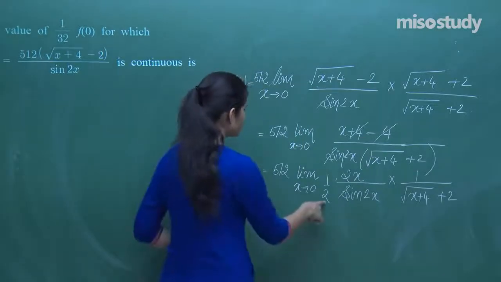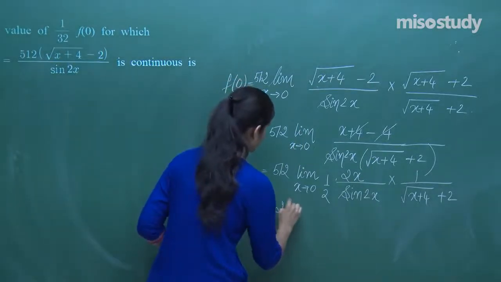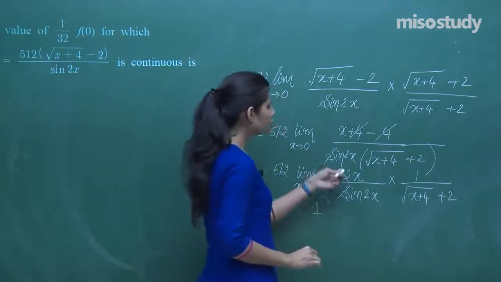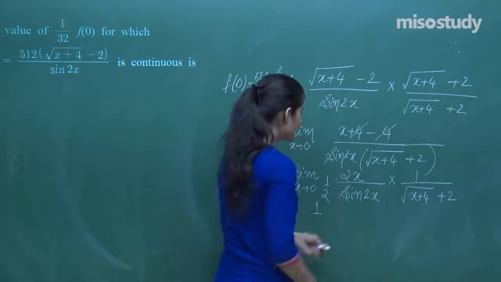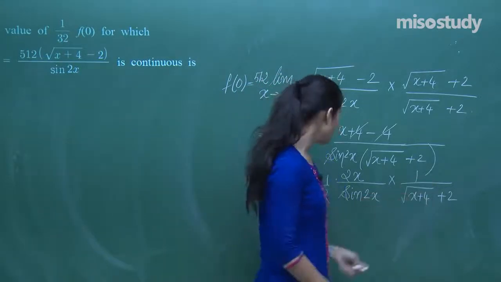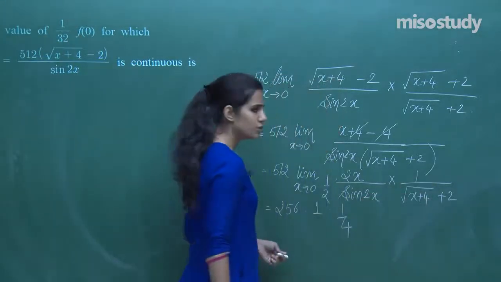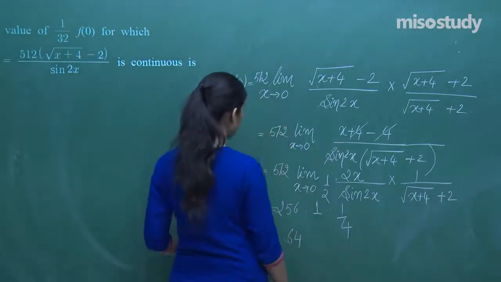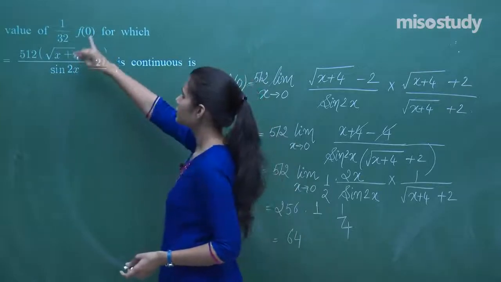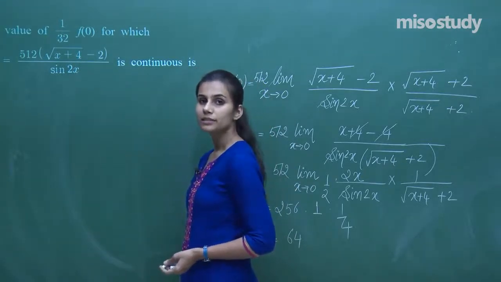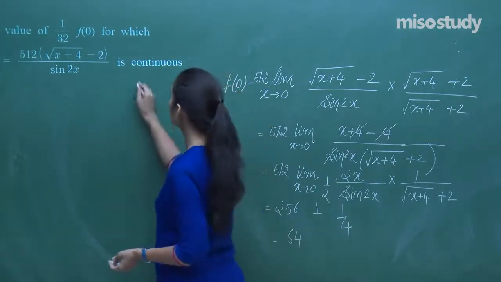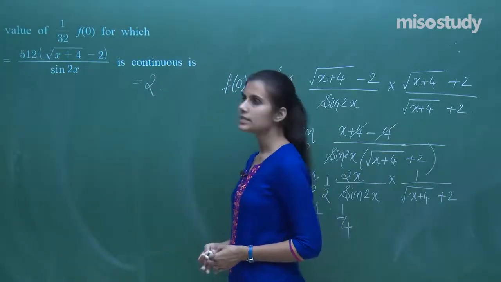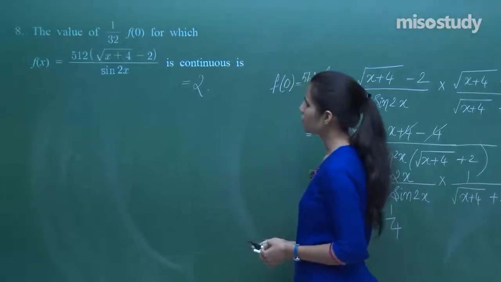So you basically get 256, I've cancelled this out. Limit x tends to 0, 2x by sine 2x is 1, and limit x tends to 0, if you put it over here, this is 1 by 4. So you get what? 64. f of 0 is 64, so 1 by 32 times f of 0 is 1 by 32 into 64, which is 2. So the integer associated to this question is 2. 32 into 2 is 64.